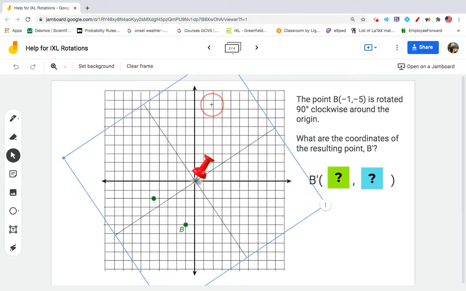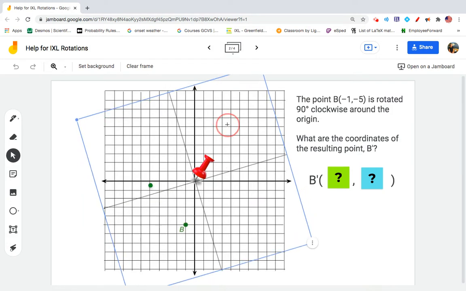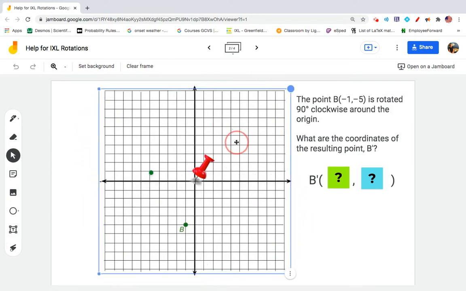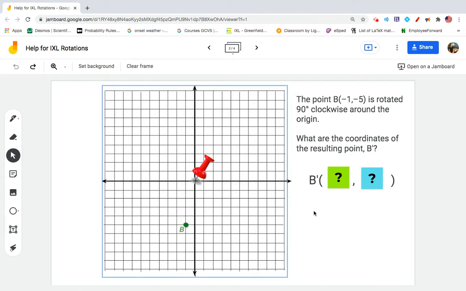So I'll know that I've done my 90 degrees when my axes are on top of the existing axes, and my point B prime lands in the place that is 5 to the left of the origin and 1 up, so -5, 1. So once again, how did we do that?